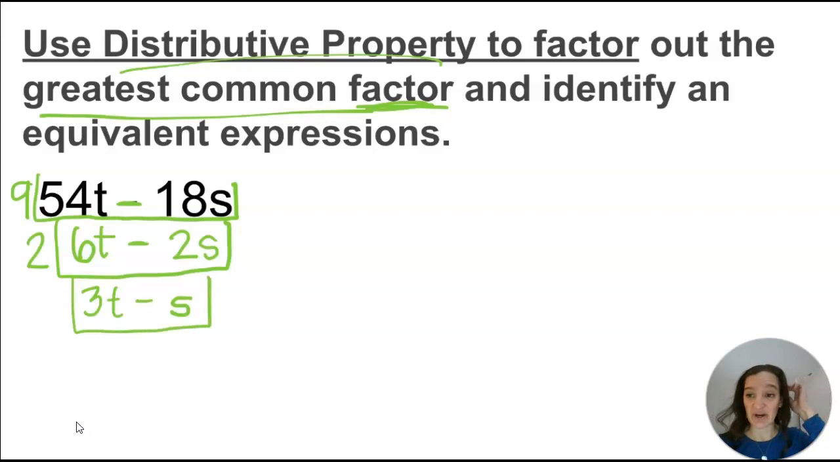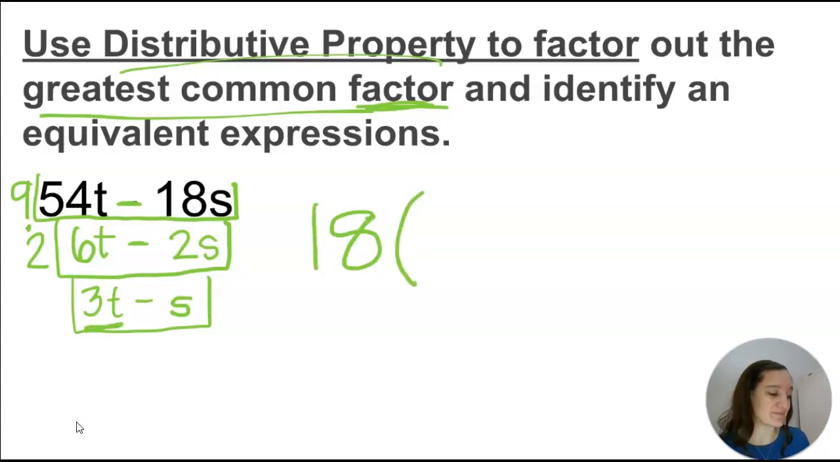So what is my angry bird? It's not 9, it's not 2. It's actually both of those together. It's 18. And then my pigs are the 3t minus the s. That one's a little bit different, so let's double check and make sure we did that correctly.